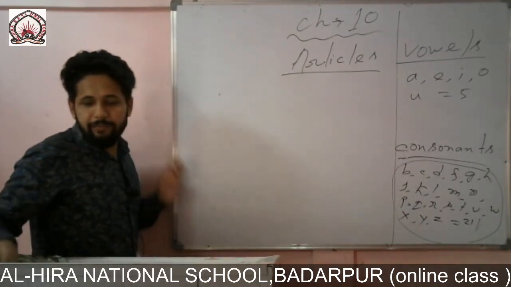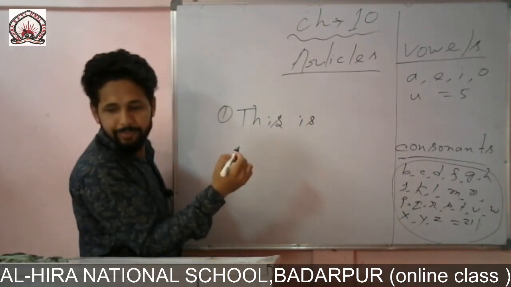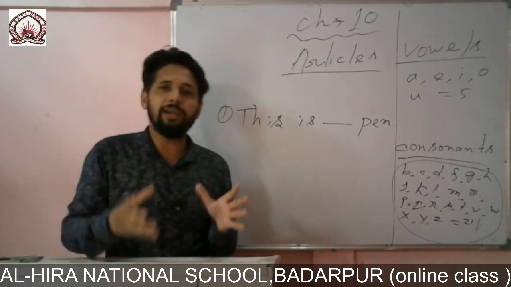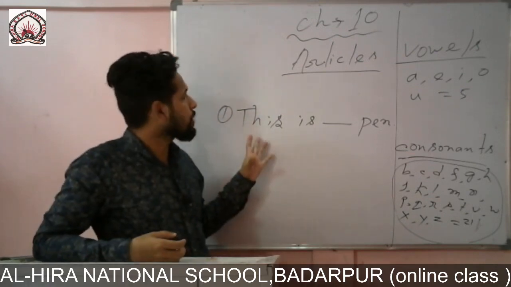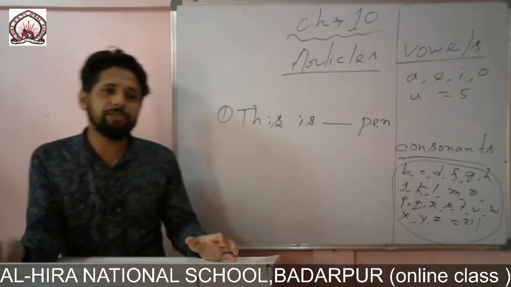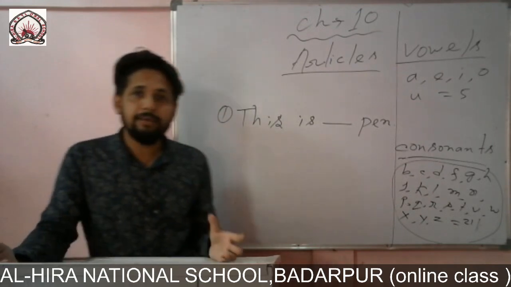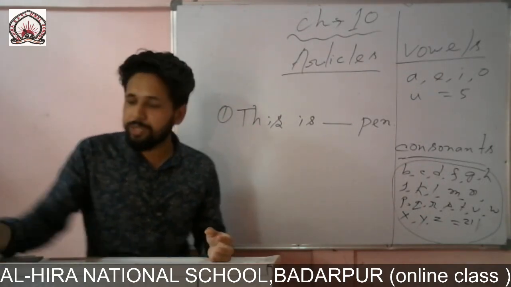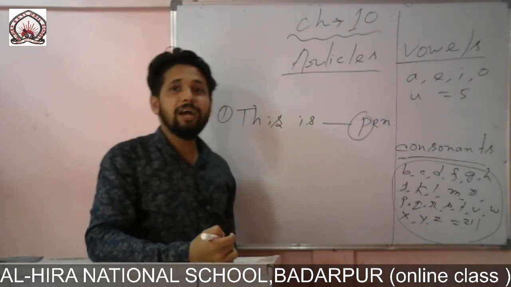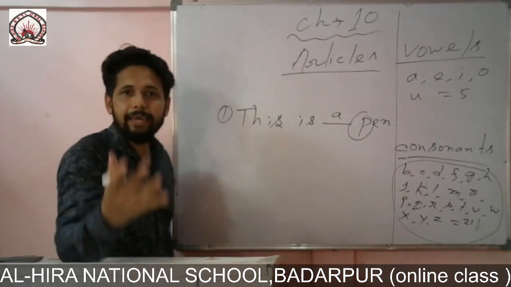In the first example, this is dash pen. It is very simple to identify. How to identify whether I should write A or AN or THE? The formula is: A is used before the words beginning with a consonant. So is it a vowel? You tell me. No, not at all. It is a consonant. So instead of writing AN, we would write here A. This is a pen.